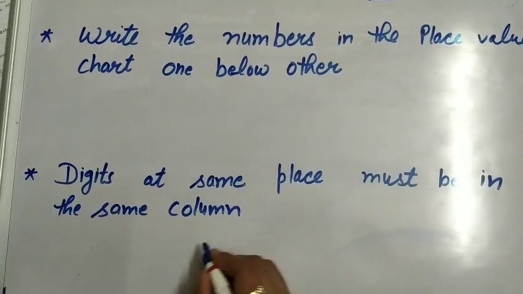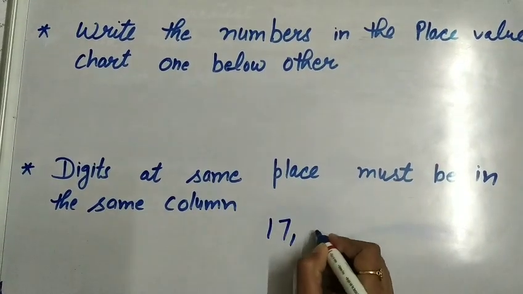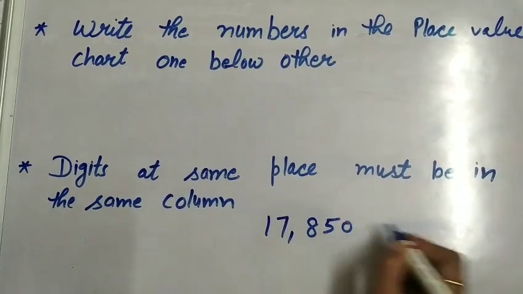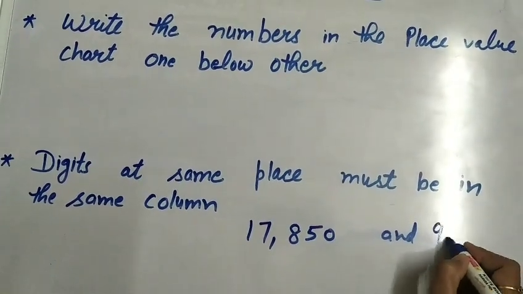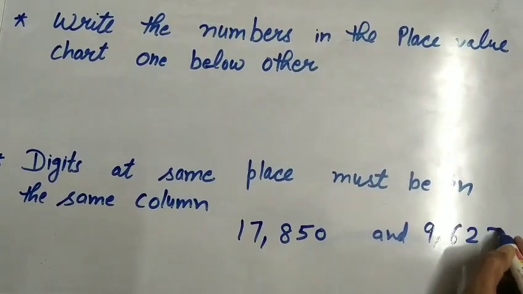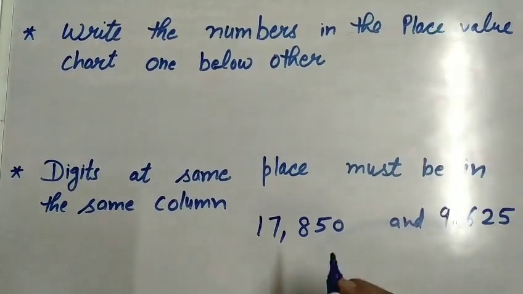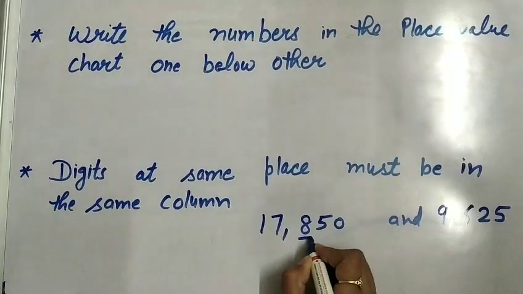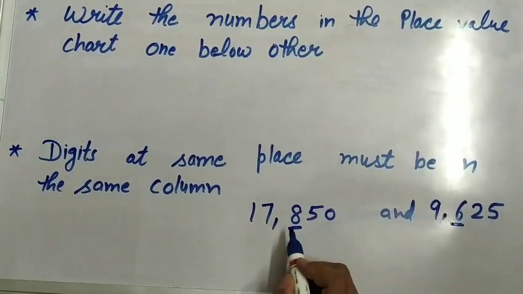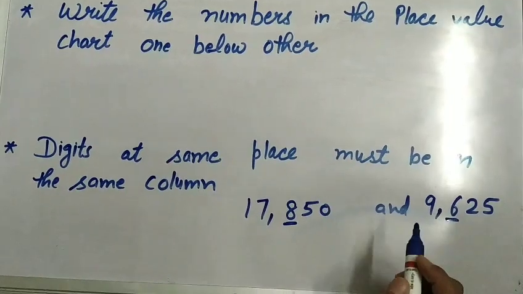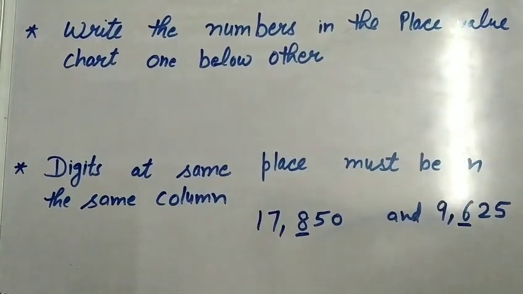It means, I am giving an example. There are two numbers, 17,850 and 9,625. You have to add these two numbers. See, the hundreds place digit is 8 here and 6 here. It means 8 and 6 must be in the hundreds place column.